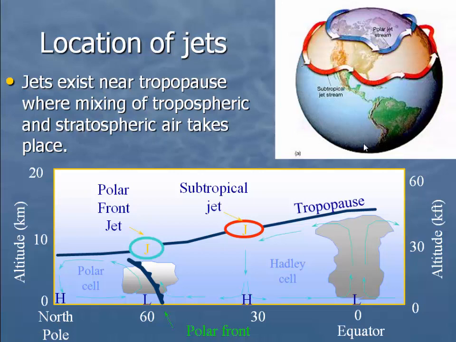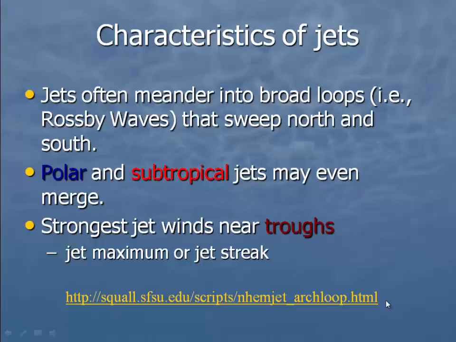Okay. So we have 2 jet streams. Again, they're located at 30 north, 60 north, and 30 south, 60 south. So we have 4 jet streams total in the Earth's climate system. Some really cool things can happen when the jet streams actually begin to overlap or couple. There's some pretty cool things here in the characteristics of jets.